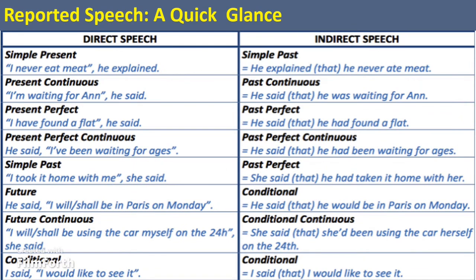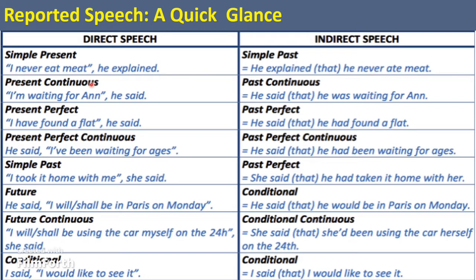I just took this from the internet in order to give you a little bit more practice. Okay, it's a quick glance. Simple present. I told you simple present changes to simple past. "I never eat meat," he explained. Instead of inverted commas or quotation marks, you say he explained that. You have to use that. He never ate meat. Eat becomes past tense, ate meat. He explained that he never ate meat.